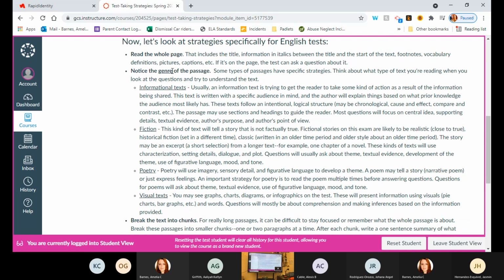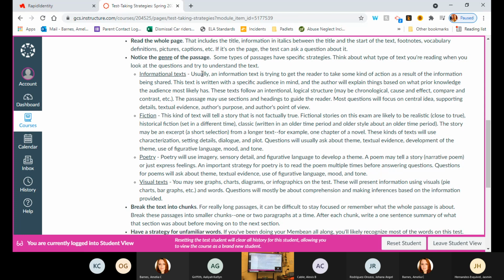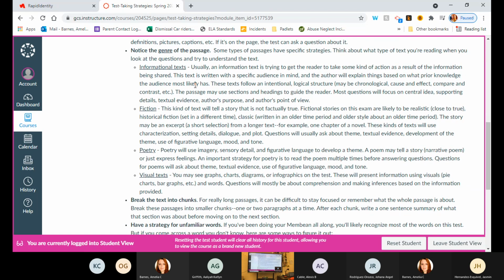The second thing you should do is notice the genre of the passage. In general, this test, I think, has 7 passages on it, something like that. I think 4 of them are informational texts, usually about 4. There's usually at least 1 poem, sometimes 2, and then at least 1 piece of fiction, so some kind of short story. But sometimes it'll be 2 fiction and 1 poem. Sometimes it's 2 poems, 1 fiction. But noticing the genre, because different genres have different strategies.